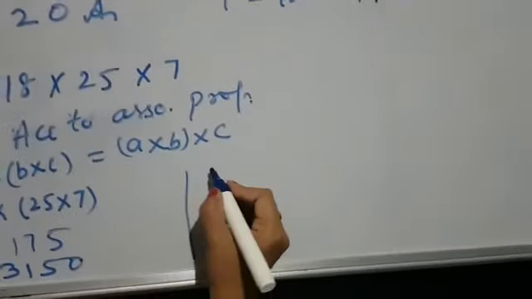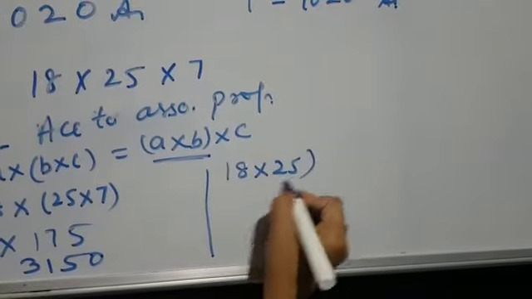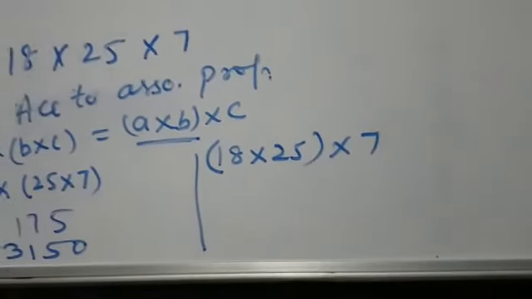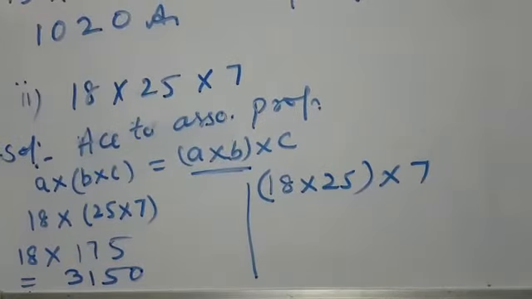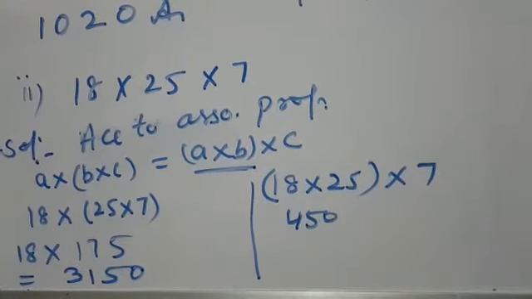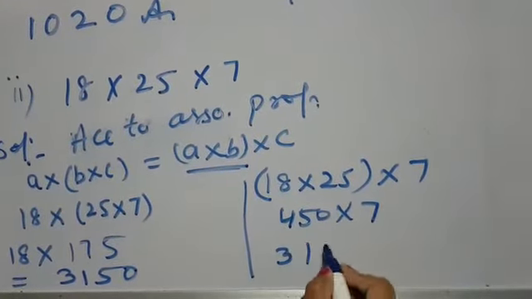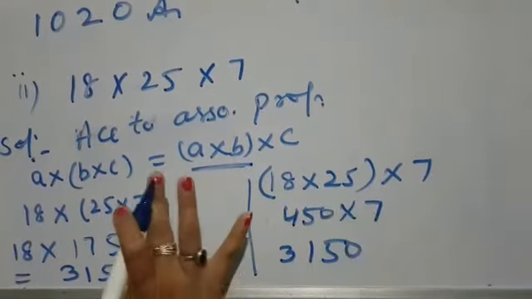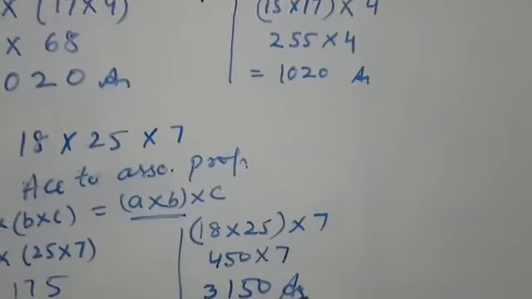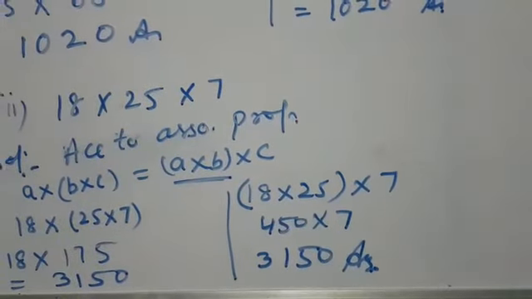Now next, A is 18. Now this form I will be writing: 25 will be kept in bracket, multiply C. What is C? 7. So again you will solve the bracket. BODMAS says solve the bracket first. So you will solve and you will get the answer 450. 18 multiply 25, the answer will be 450. It will be multiplied by 7. Again the answer will be 3150. So associative property is used here. In both the parts we will be solving, so you will get both answers the same. The third part of this sum will be done by you as homework. Thank you.